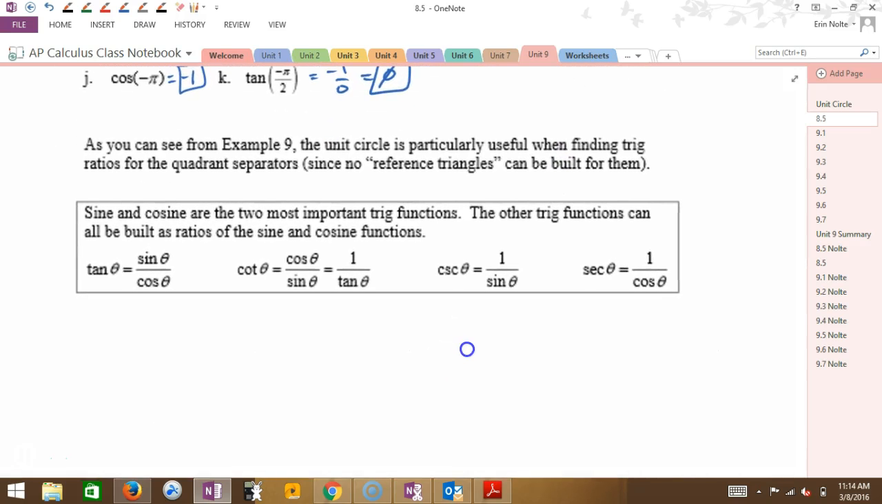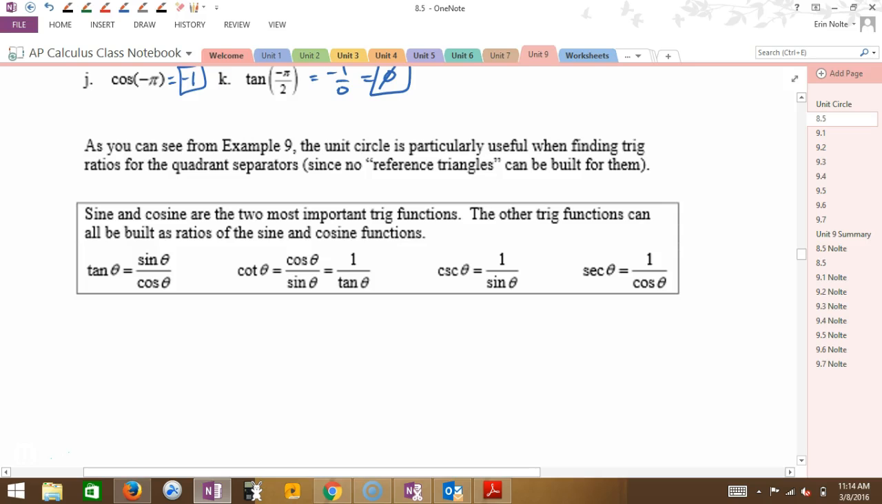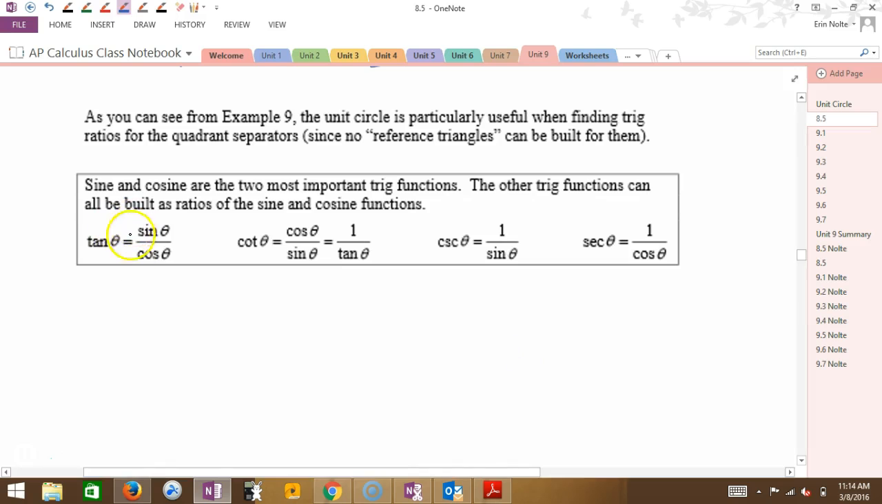Alright, so moving on. As you can see from example 9, the unit circle is particularly useful for finding trig ratios for the quadrantal angles. So then you don't have to use your reference angles. Okay, that's very nice. I definitely like that. And sine and cosine are the two most important trig functions.